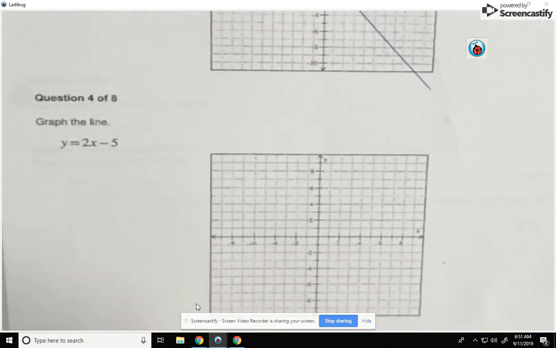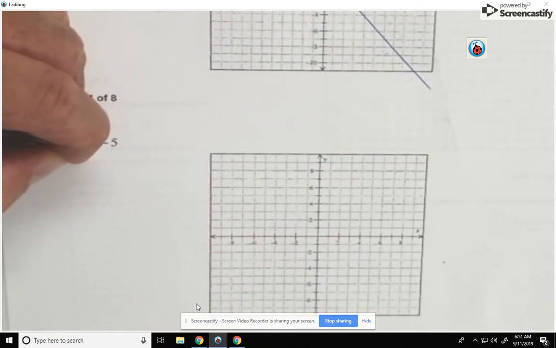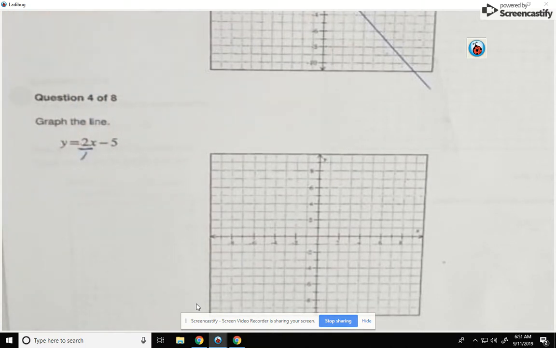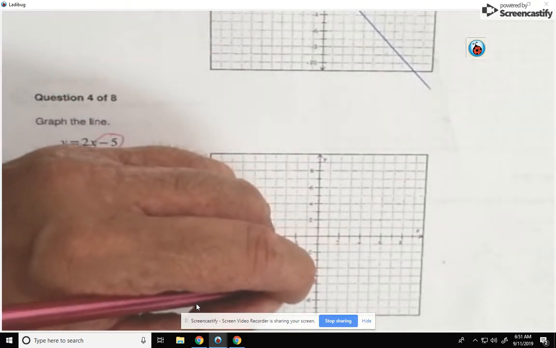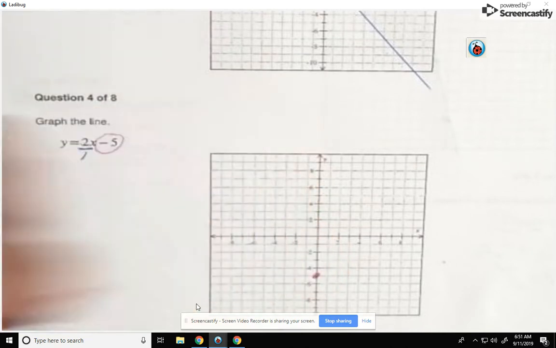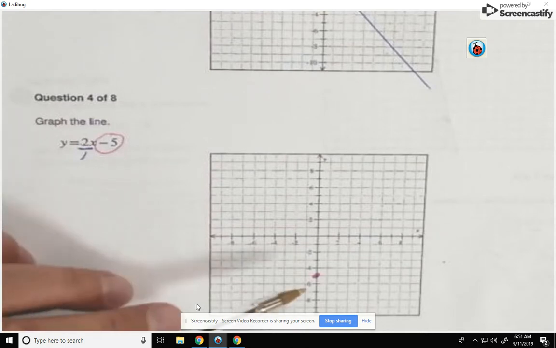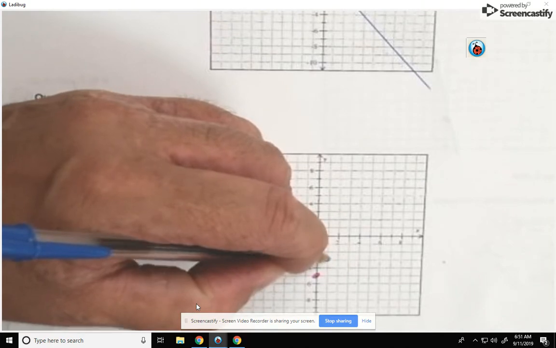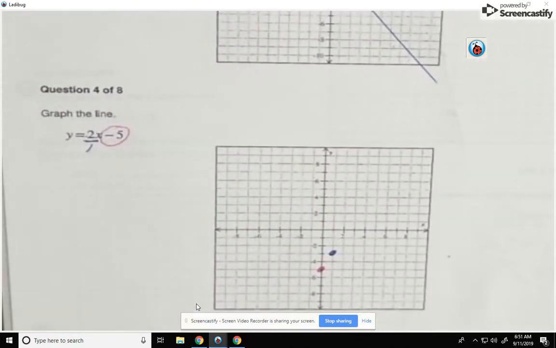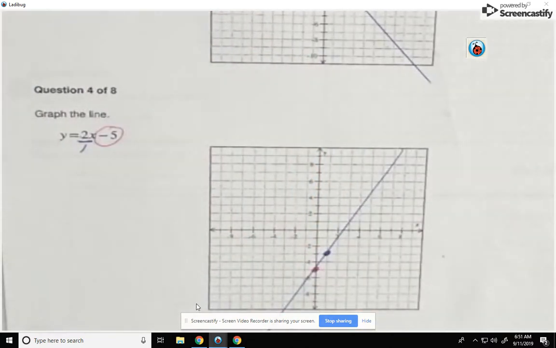Question 4, again, very similar. The only difference is that here you have an integer instead of a fraction, but just like we did with question 1, we can place that over 1. So now to graph it, we start with our y-intercept of -5. So we go to -5 on our y-axis, we put a point. Our slope is 2 over 1, so we know from the y-intercept we're going to go up 2, right 1. And then once we have our 2 points, we connect them to get our line.